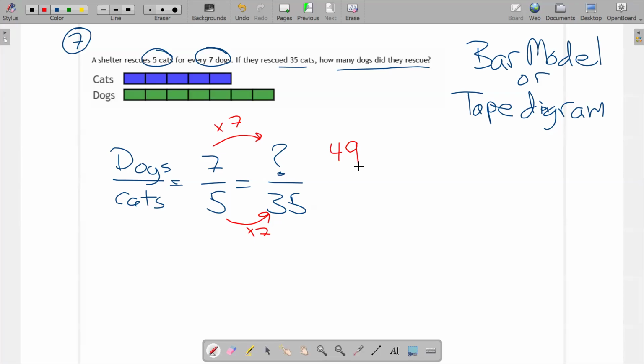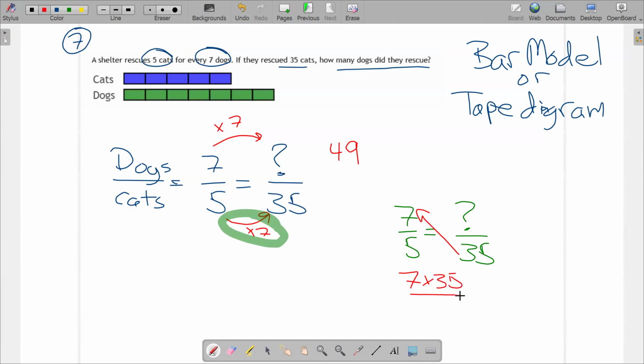Sometimes it's not so easy to guess that multiple right there, in which case I would solve it like this. 7 over 5 equals what over 35? Since the missing number is in the top, all I need to do is multiply the 35 up. And so then on my calculator, I would just say, okay, what's 7 times 35 over 5?